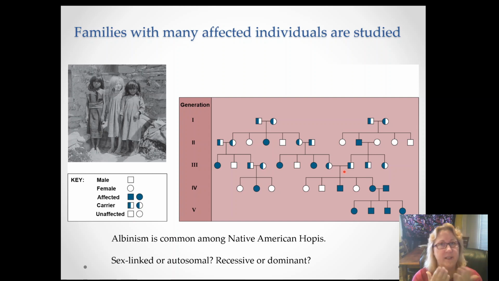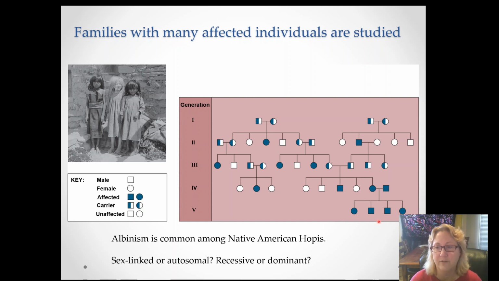Well, if that parent is homozygous, that means all the offspring are going to get that allele, at least one copy of it. And if they don't get it from the other parent, then they're not going to be affected, but they'll all be carriers. And down here we see something interesting that we also see with recessive traits: if both parents are homozygous and have the trait, all the children are going to have it.